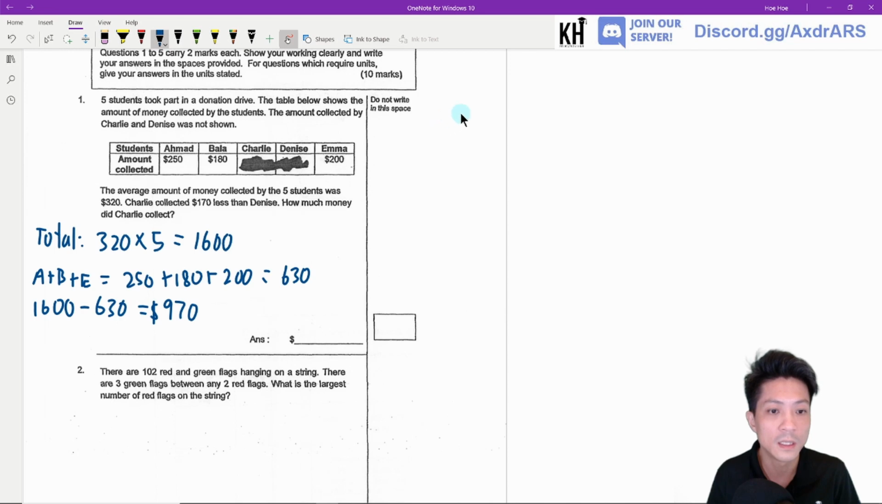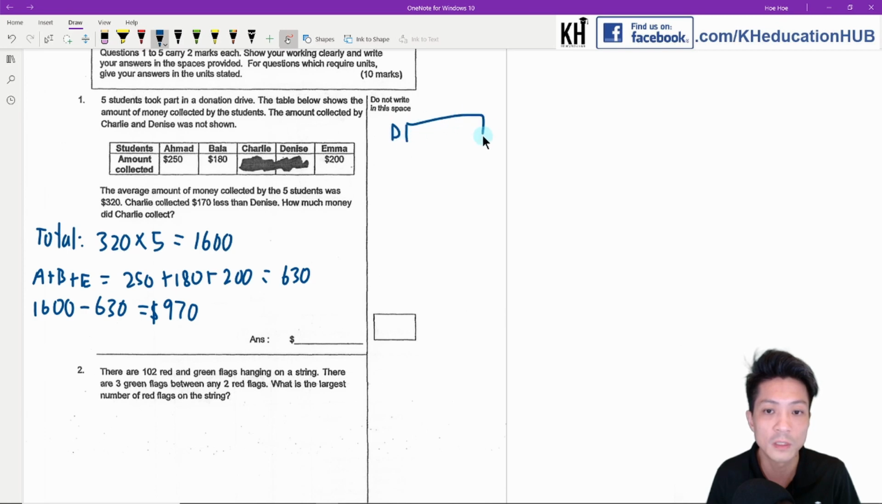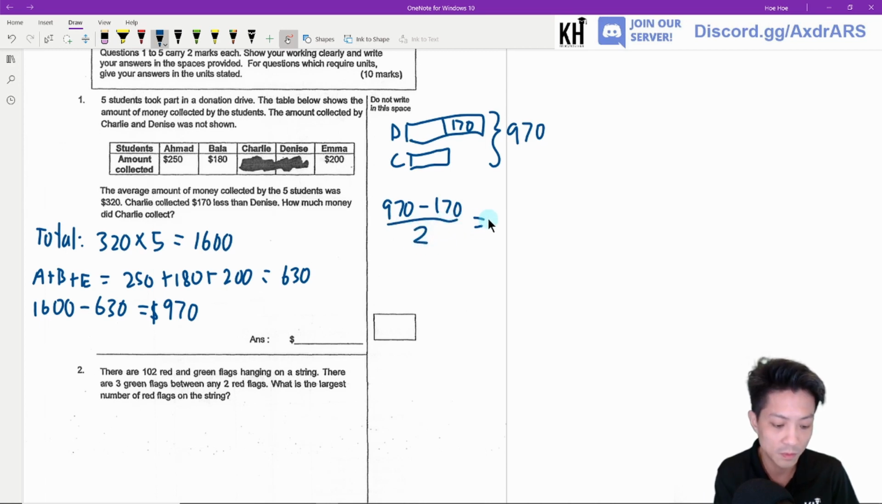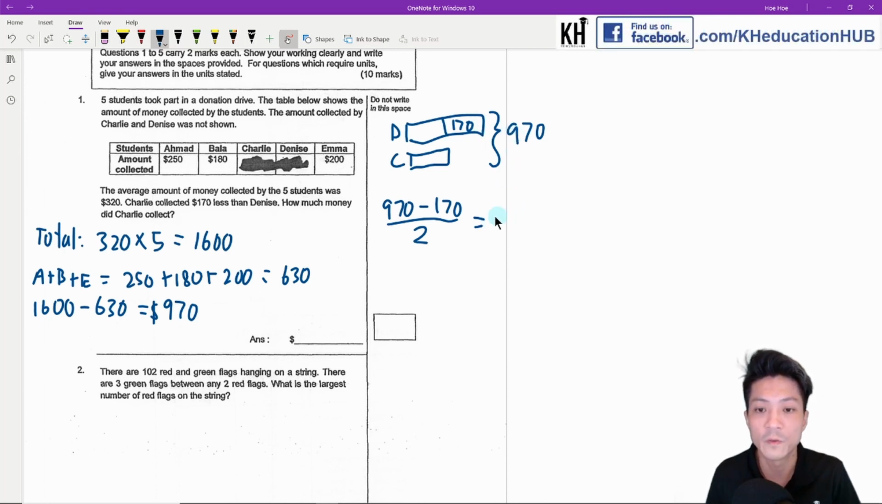Since Charlie collected $170 less than Dennis, if you were to draw a simple model, you should realize that this is Dennis and Charlie would be lesser, and the total would be 970. If they're asking you to find how much money Charlie collected, so if you want to find the smaller, the shorter bar, you can use 970, subtract away the excess and divide it by 2. This will give you $400.